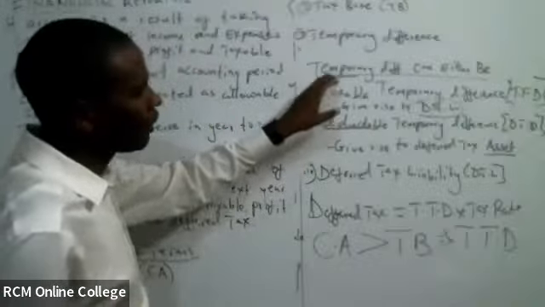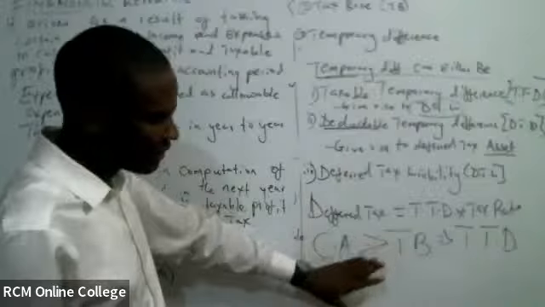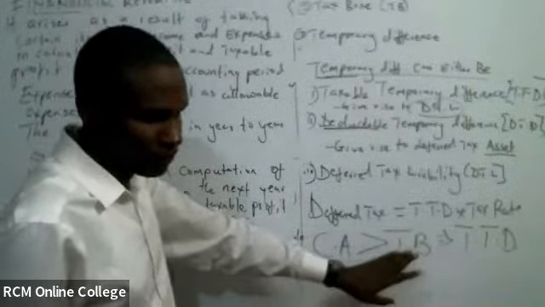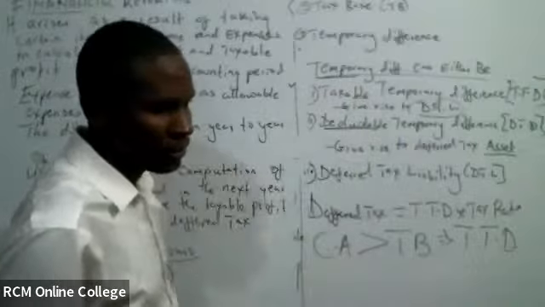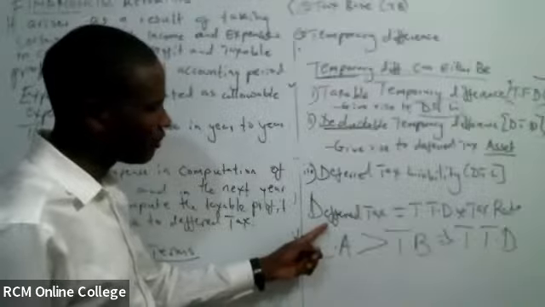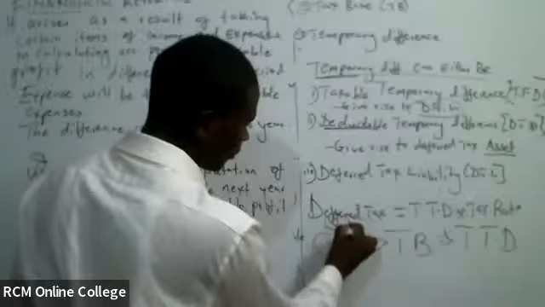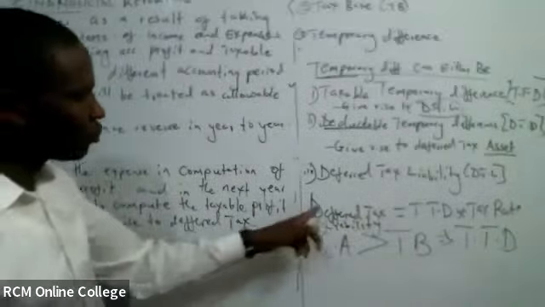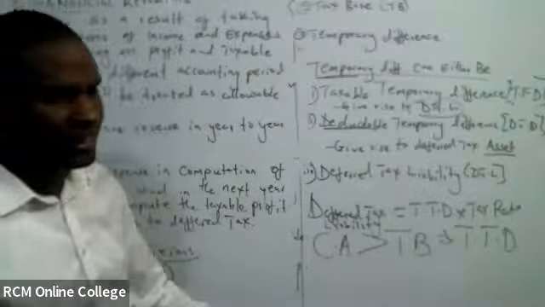Now, if you want to know the other one, the deductible temporary difference, it is vice versa. The carrying amount will be less than the tax base. So it will be the deductible, and it will give rise to what? Deferred tax asset. So this one will give you deferred tax liability. Kindly put a liability here, so that you don't confuse. This will give rise to deferred tax liability. And vice versa is true.